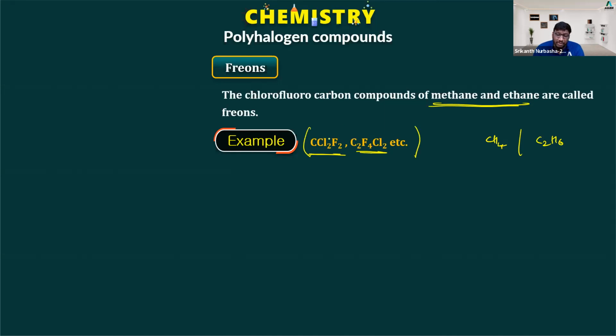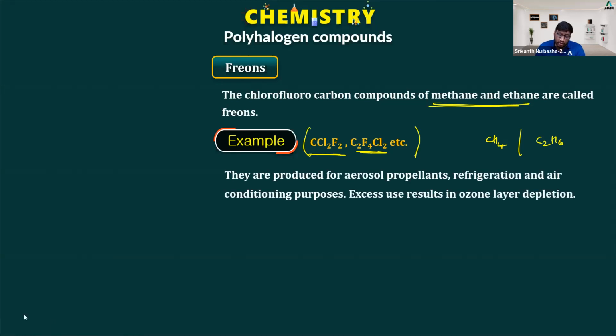And where are these freons used? Refrigeration mostly. They are produced for aerosol propellants, refrigeration, and air conditioning purposes. Excess use of these will result in the depletion of the ozone layer. The ozone layer is going to be depleted whenever you are using excess freons, because they are going to form free radicals, and these free radicals are going to react with ozone, and ultimately it will cause the depletion of the ozone layer. Okay.